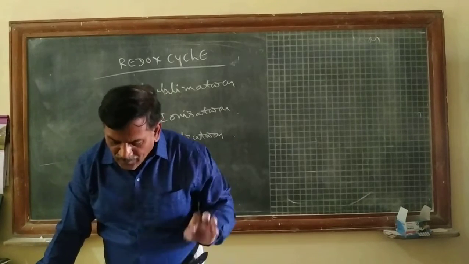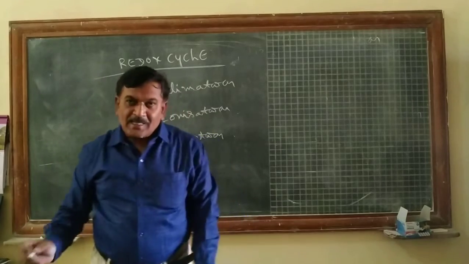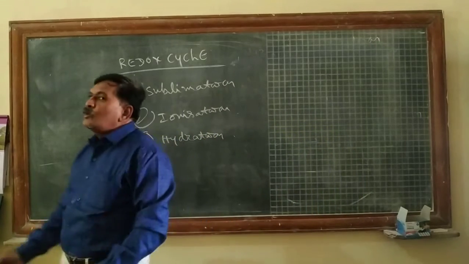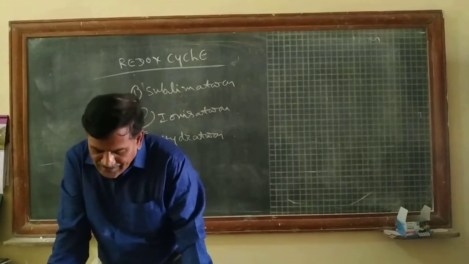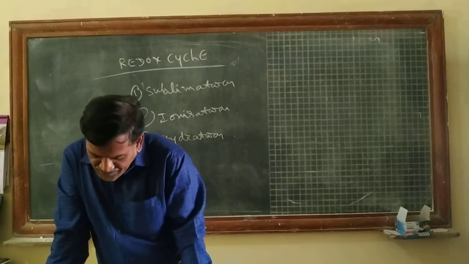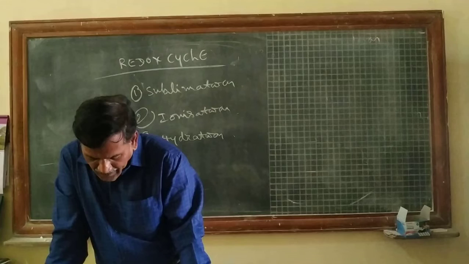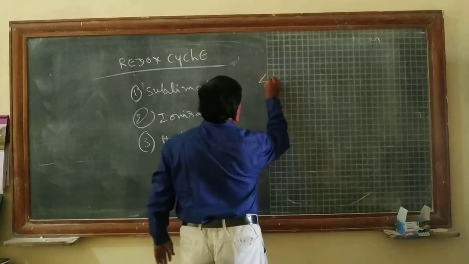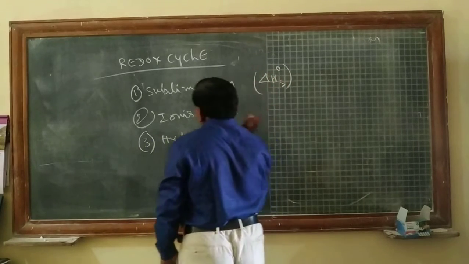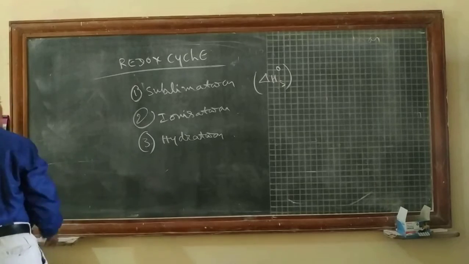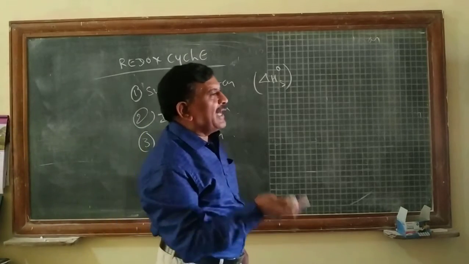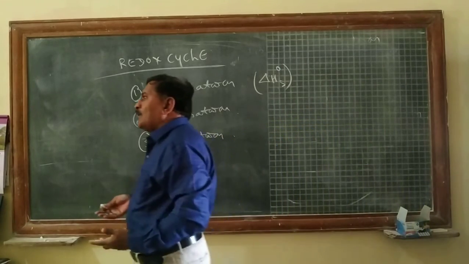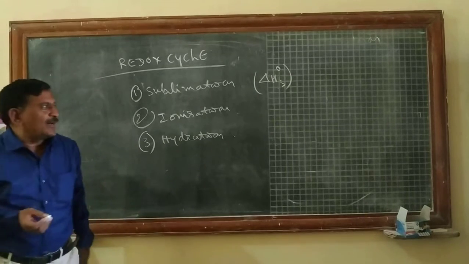Okay. So, what is sublimation? Sublimation means any solid substance is converted into a gaseous substance. The energy required for the process is the enthalpy of sublimation, represented by delta H0. For example, calcium or magnesium or iron, whatever the metal may be, the solid is converted into gaseous form. That is called sublimation.